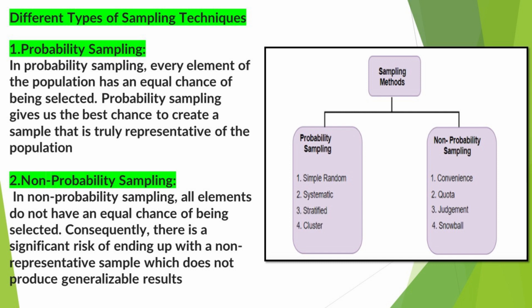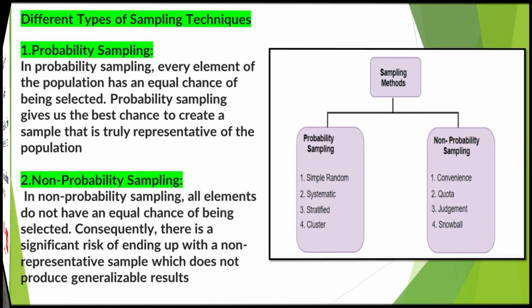Let us start with the second type of sampling, that is non-probability sampling. In non-probability sampling, all elements do not have an equal chance of being selected. Consequently, there is a significant risk of ending up with a non-representative sample, which does not produce generalizable results.